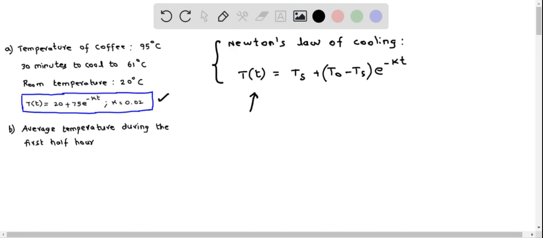That is, T(t) equals Ts plus (T0 minus Ts) e raised to the power of negative kt, where Ts is the surrounding temperature, or we can say the temperature of the environment, and T0 is the initial temperature of the object, and k is a constant.